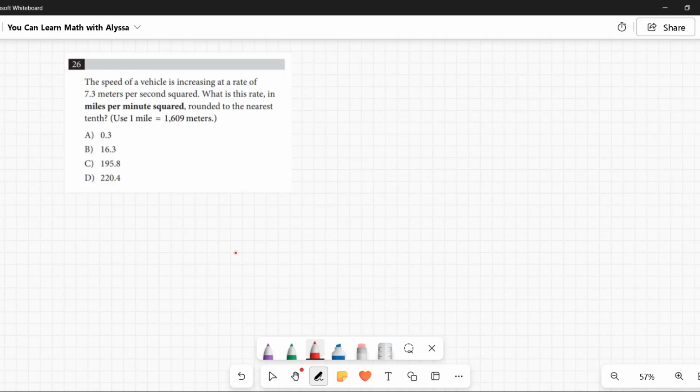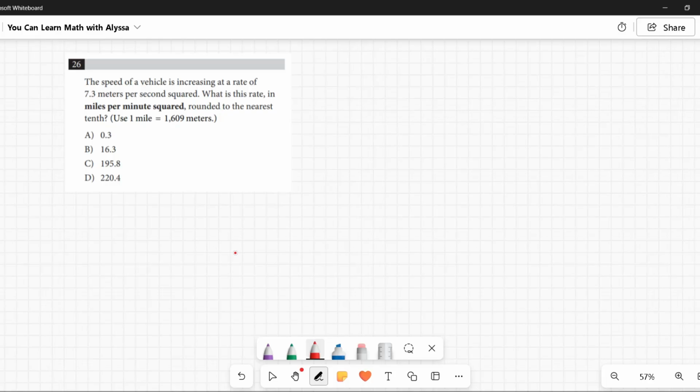26. The speed of a vehicle is increasing at a rate of 7.3 meters per second squared. What is this rate in miles per minute squared, rounded to the nearest tenth? Use that 1 mile equals 1,609 meters.